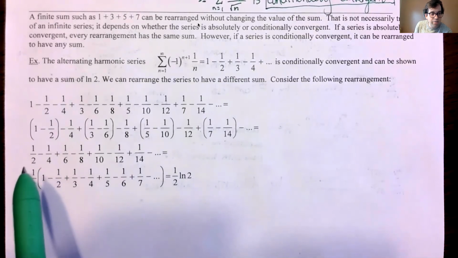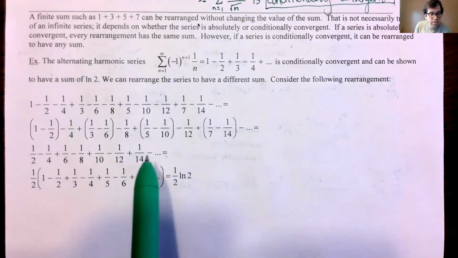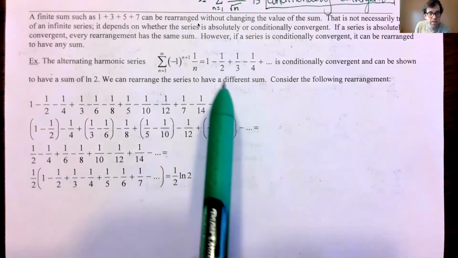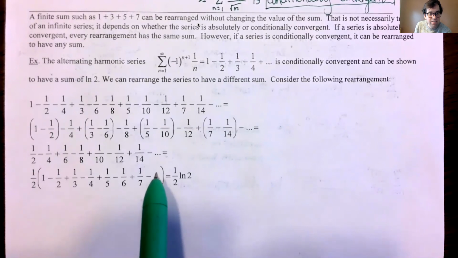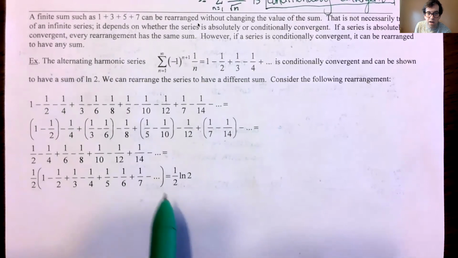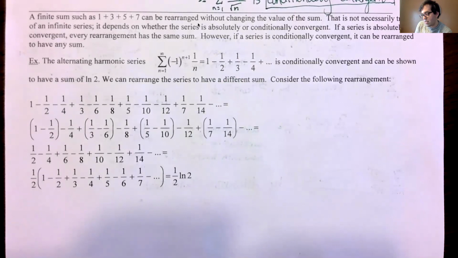And then if we factor 1/2 out of every single one of these fractions, we end up with 1/2 times, guess what? The original series. So now instead of having a sum of natural log of 2, we just rearranged all the terms and ended up with 1/2 times the natural log of 2, which is extremely bizarre. So that's something that we want to watch out for. We are not necessarily typically going to be finding the exact sum of an alternating series that is conditionally convergent, but this is just something to keep in mind.